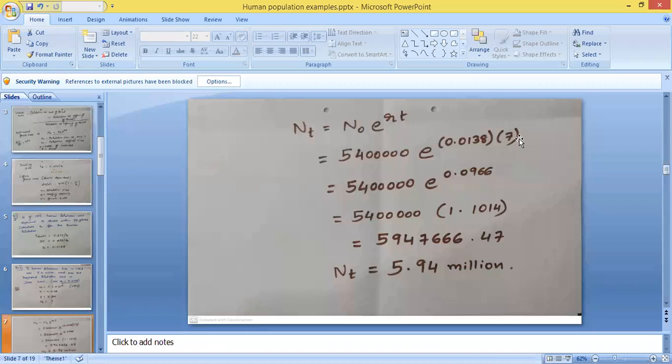Then take the value of e raised to 0.0966, and you will get around 1.101419. I think everybody is getting this value, 1.1014. Multiply it with 5.4 million and you will get the value. Just see whether everybody is getting this answer or not. Please use your calculator and confirm.